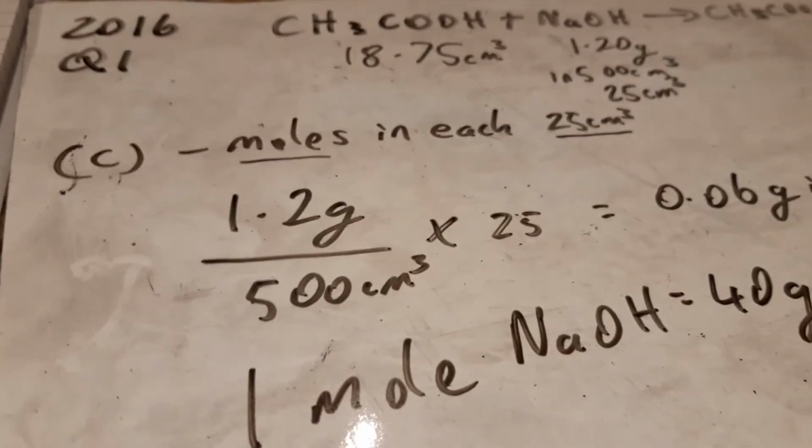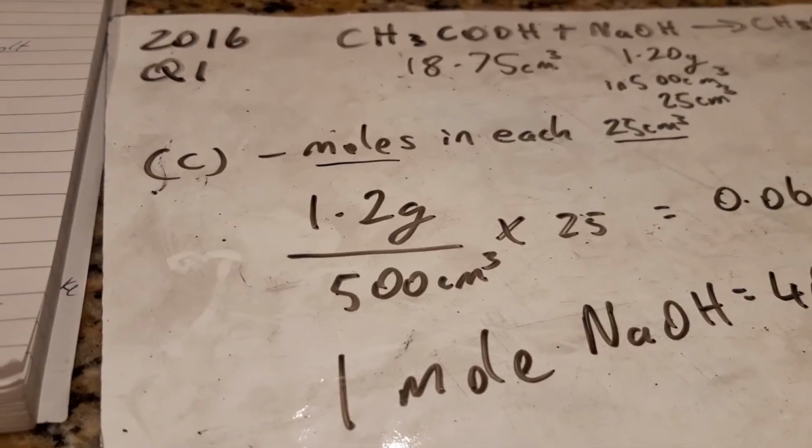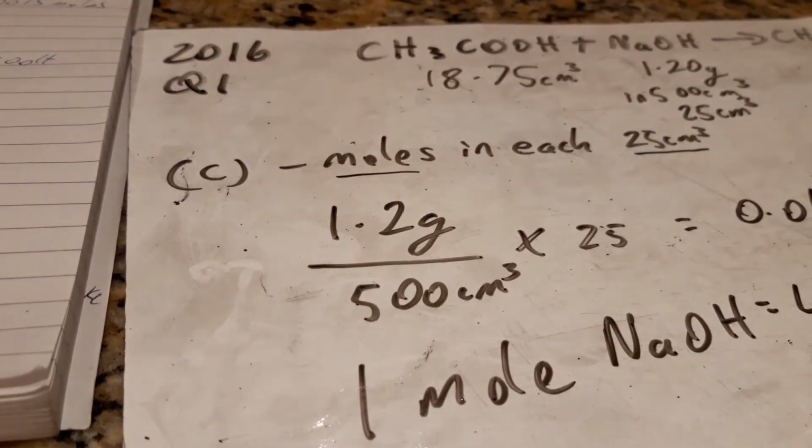The next thing we're asked to do is work out the concentration of the ethanoic acid, of the diluted ethanoic acid. In other words, the ethanoic acid that was used in the titration, and 18.75 centimetres cubed of that was used. That's given to you in the question. So now we're in a position to work out how much of that was used.